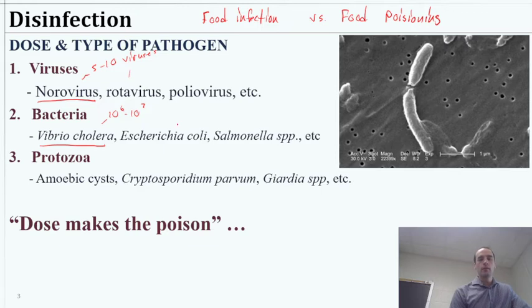E. coli, I think, was on the order of 10 to the fourth to 10 to the sixth range, maybe. So 10,000 to a million should do the job for the pathogenic E. coli. Salmonella was something like that as well. I don't remember the exact numbers, but those are sort of the ranges, where Vibrio was one of the more vulnerable ones to acid.